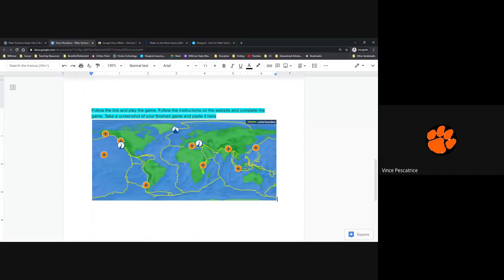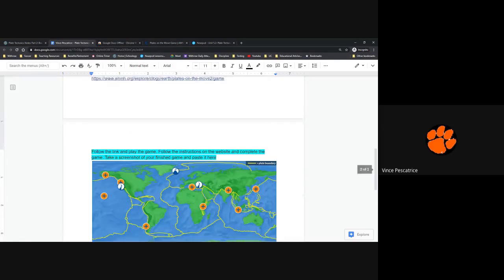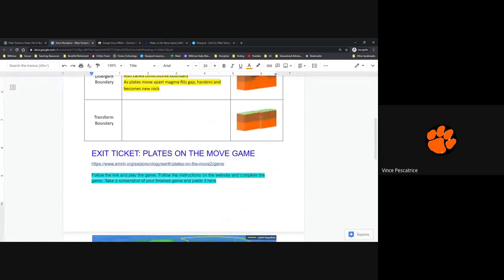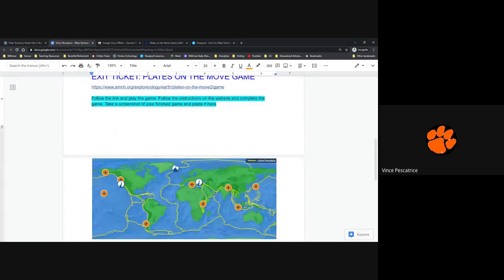And it'll be there. So what I'm looking for is all of these to be complete. Every little orange plus should turn blue. That's what I'm looking for in the picture. It's worth 10 points, and the rest of your notes are worth the other 10. So this is a 20-point assignment. I'm looking for 10 points for the notes, 10 points for the exit ticket.